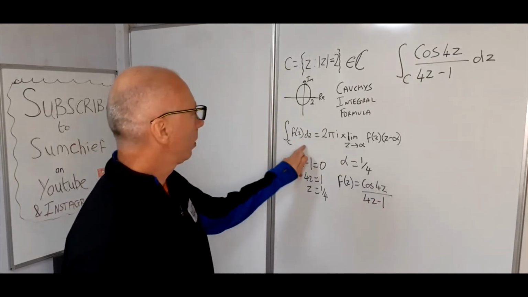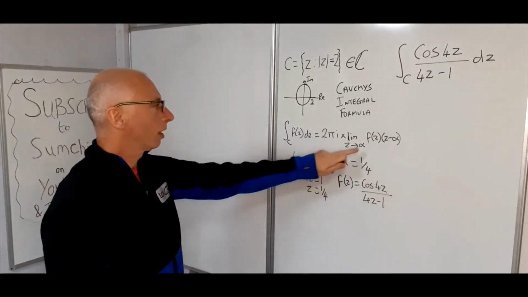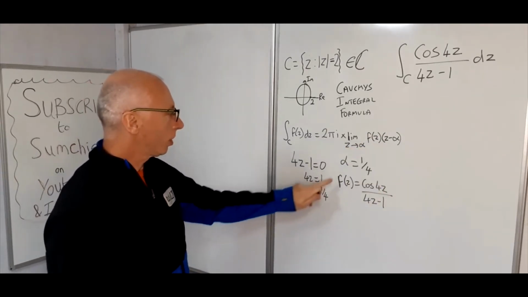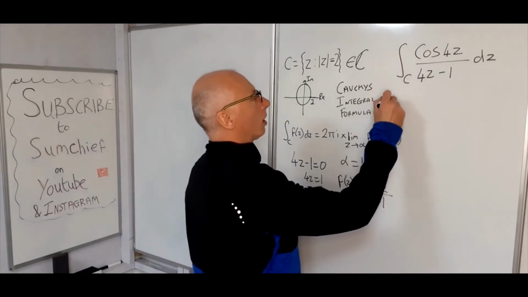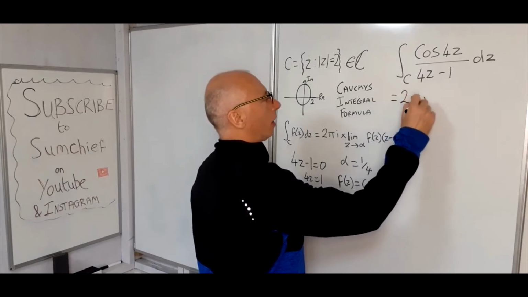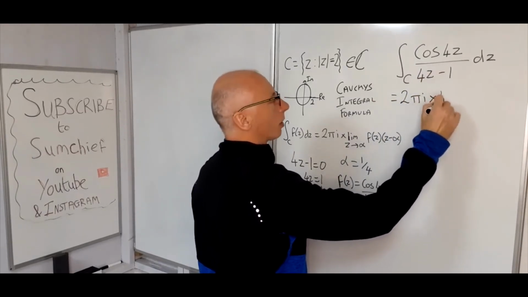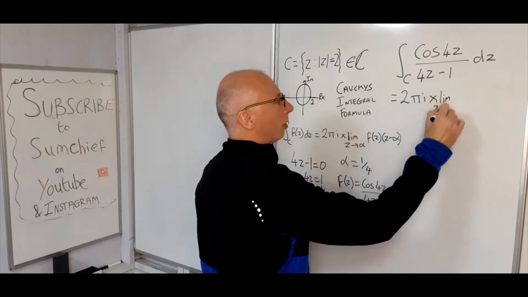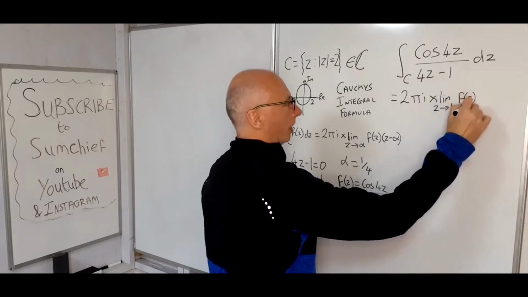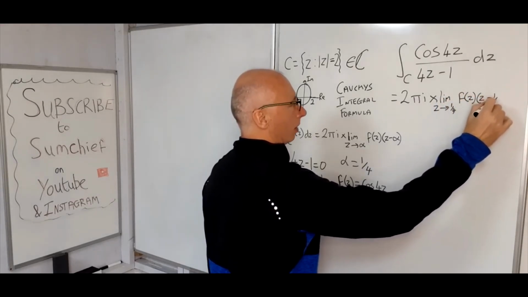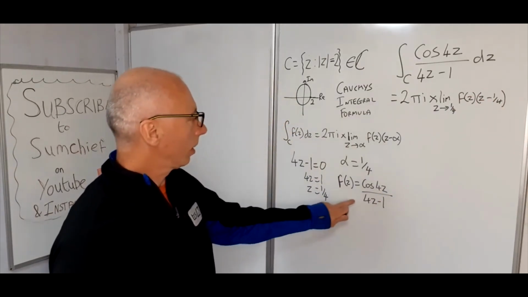Okay, so let's go with this Cauchy's integral formula now. We've got all the bits in place. We've got the function, we've got the singularity, 2 pi i times the limit of this function. So now we've got 2 pi i times, well, limit, let's just put this in first, z approaches a quarter of f of z times z minus a quarter. Okay, this is our function f of z.